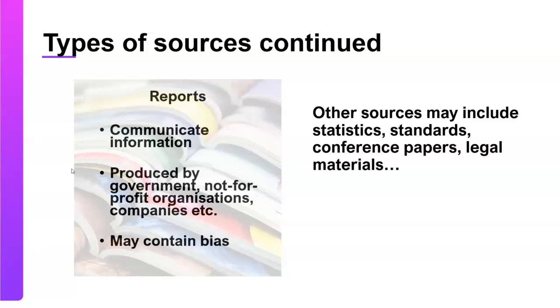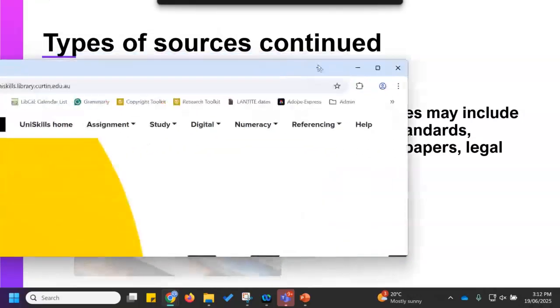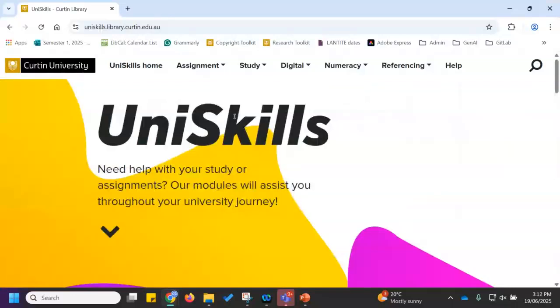You may also have other sources like statistics, standards, conference papers, legal materials. There's heaps of available options. We've generally listed them all in our referencing guides. I'll quickly show you that too, because why not, right? So this is Uni Skills. There will be a link to this in your Oasis. It's got a heap of information in there.